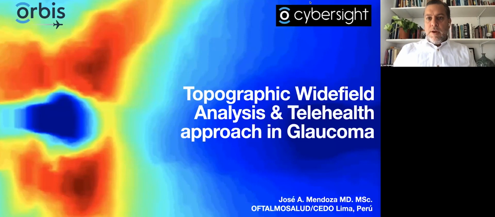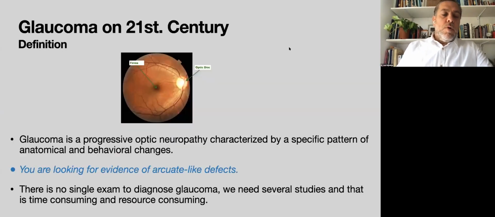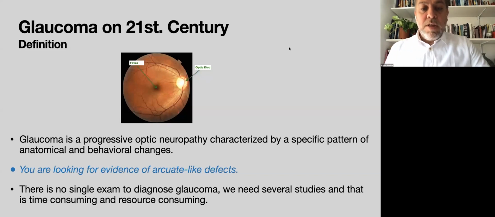We're gonna talk a little bit about topographic wide field analysis and also about telehealth approaching glaucoma. So let's start with the definition of glaucoma. Glaucoma in the 21st century has the same definition that we had years ago. It's a progressive optic neuropathy characterized by a specific pattern of anatomical and behavioral changes.